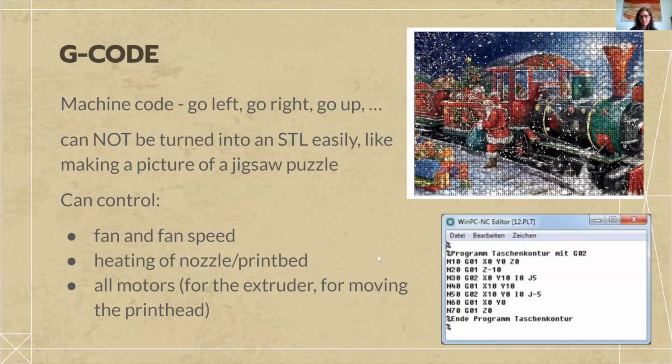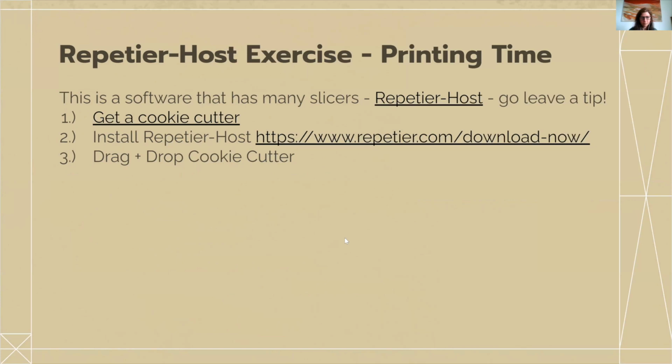And the jigsaw puzzle created G-code is basically just telling the printer's motors go upwards, start the fan, stop the fan, heat the nozzle to 200 degrees, now heat it to 205 degrees, go forward one step, go backward one step. And on the lower right, you see what it basically looks like. It's just some letters and some numbers. And this is telling the machine what to do.